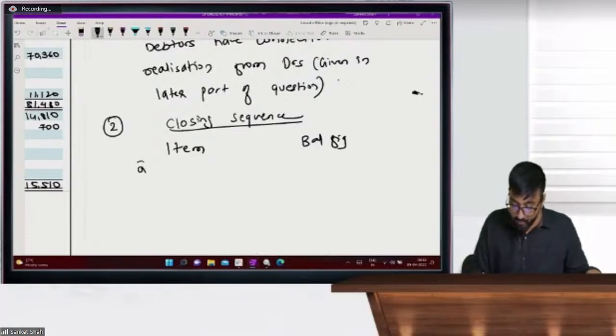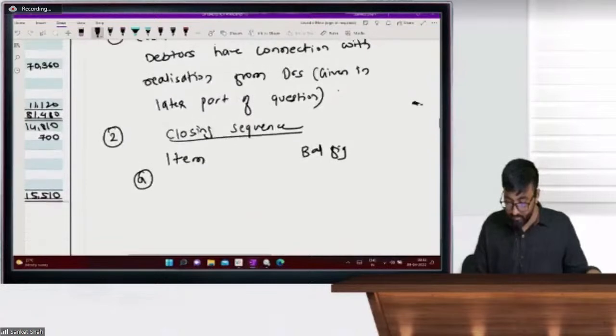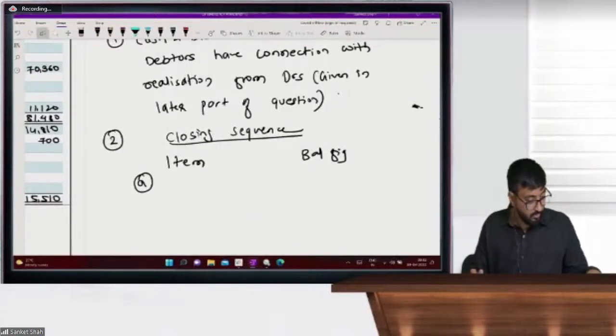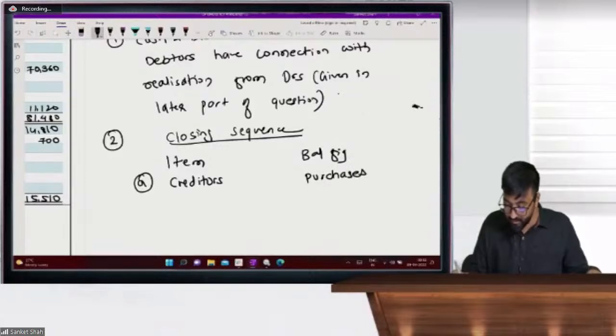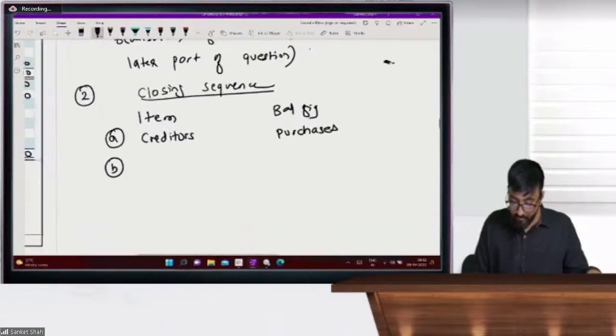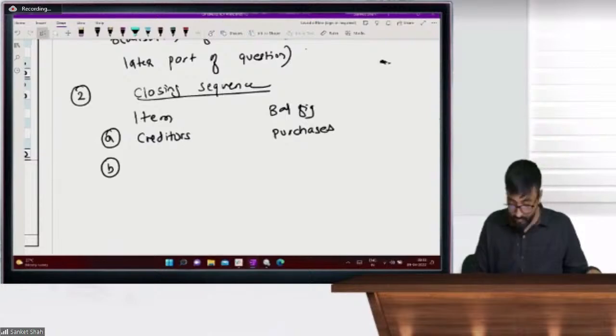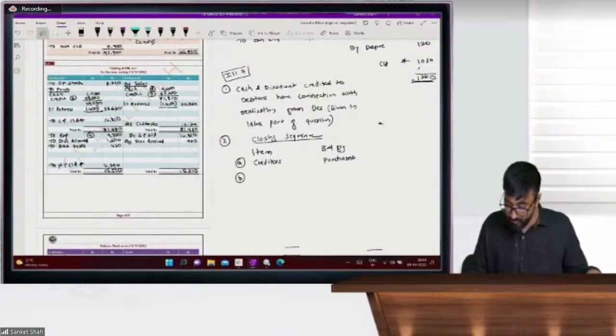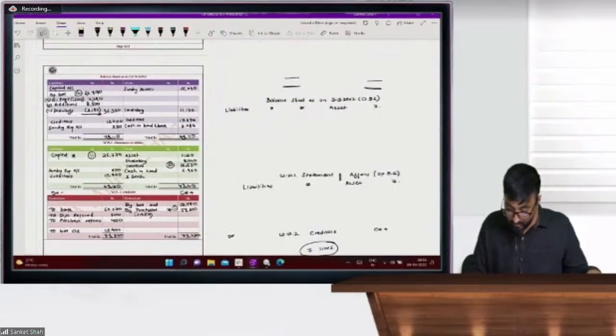Yes, beta. First one, line by line, how you closed. Yes, balancing figure. Tell me fast. Creditors. Your balancing figure is purchases. Credit purchases. Number 3. आपने नंबरिंग किया है नहीं किया है?